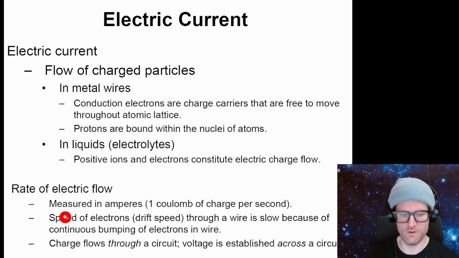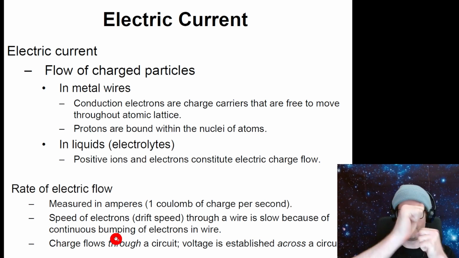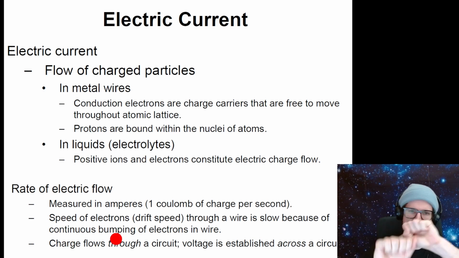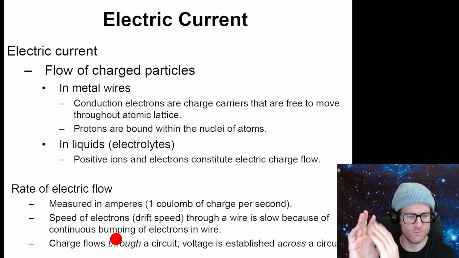Okay, rate of electric flow is measured in amperes. So the electric current is amps or amperes. That's 1 coulomb of charge per second. The speed of the electrons, called the drift speed through the wire, is very, very slow because the electrons move through the wire, but they're bumping around all the time. So it's like this crazy bumping around of electrons that slowly drift through the wires.